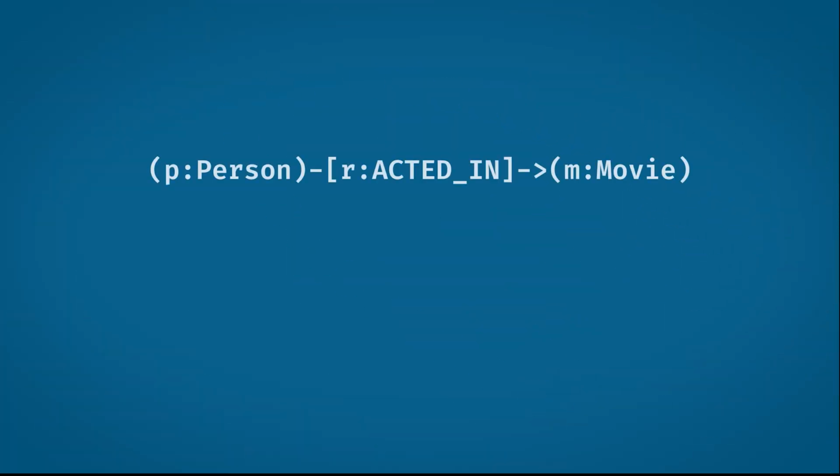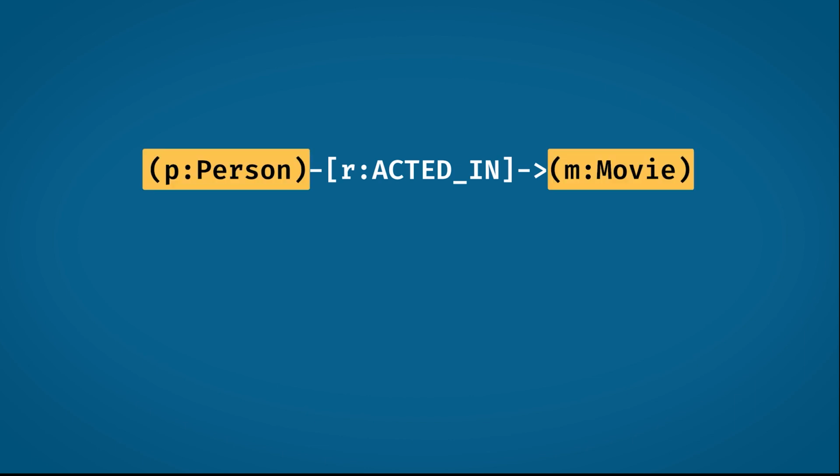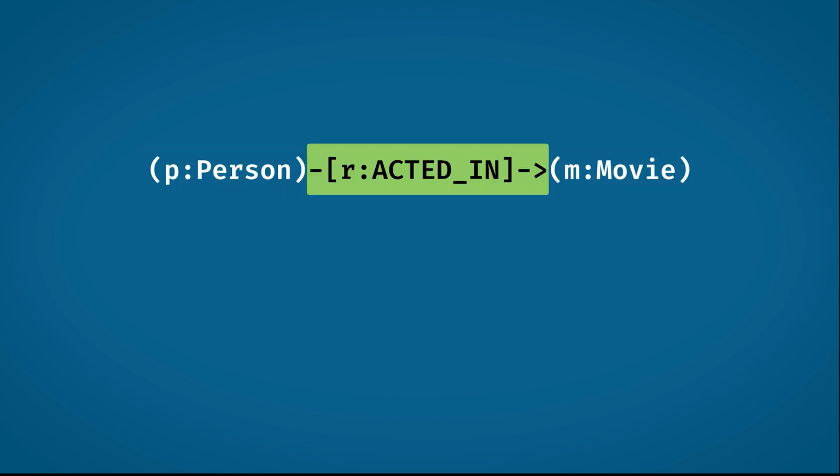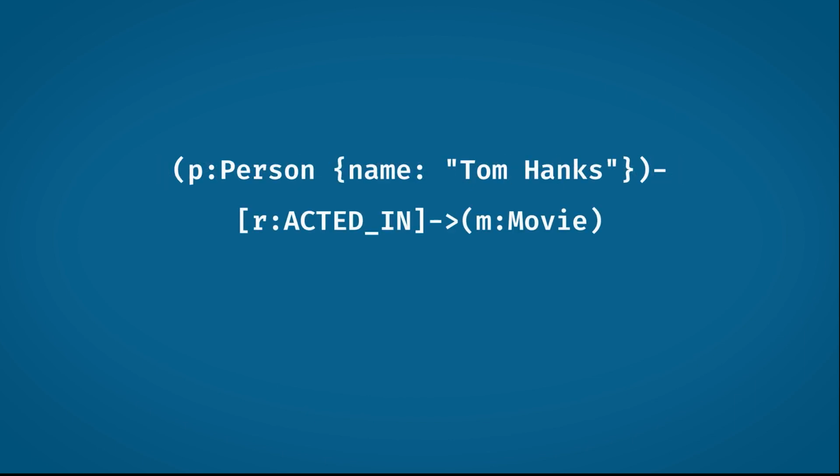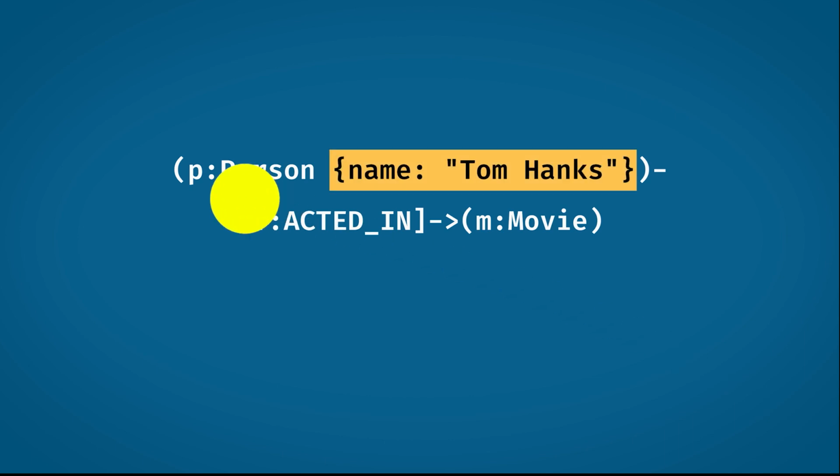Patterns are how you describe data in Cypher and look like this. Patterns use an ASCII art style syntax with nodes expressed in parentheses, including properties or labels. An arrow and square brackets show relationships. The nodes and relationships are assigned variables. So this pattern represents nodes with a label of person that have the acted-in relationship to a node with a label of movie. You can also include properties in your patterns, such as the name of an actor.